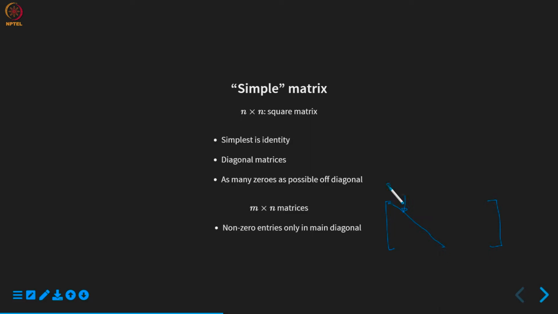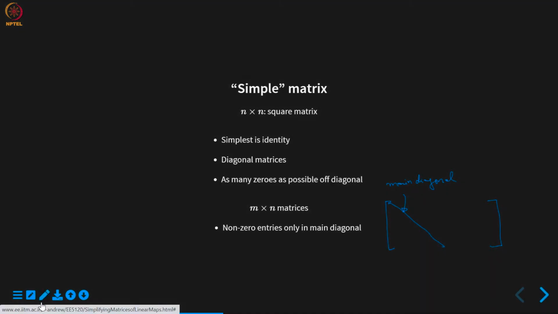So this is the main diagonal in a non-square matrix. Of course, there will be many other diagonals of the same length, but usually the first main diagonal is thought of as the principal diagonal. So you want the main diagonal to have non-zero entries, maybe 1, or something like that, and then the other entries should all be 0 as much as possible.